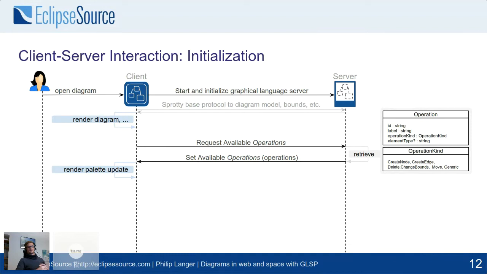So there are a couple of different things that the client does in terms of obtaining the language configuration. The first one is that it requests all the available operations that the client can now perform. These operations are represented like this: they all have an ID, and they have a label, of course. Then they have an operation kind, which is, for instance, creating a node, creating an edge, deleting something, changing the size or the bounds of something, moving, and so on. And then they optionally provide an element type ID. Descriptions like that, of the available operations, are then sent back to the client. With this information, the client can then render, for instance, a palette and provide these operations to the user.